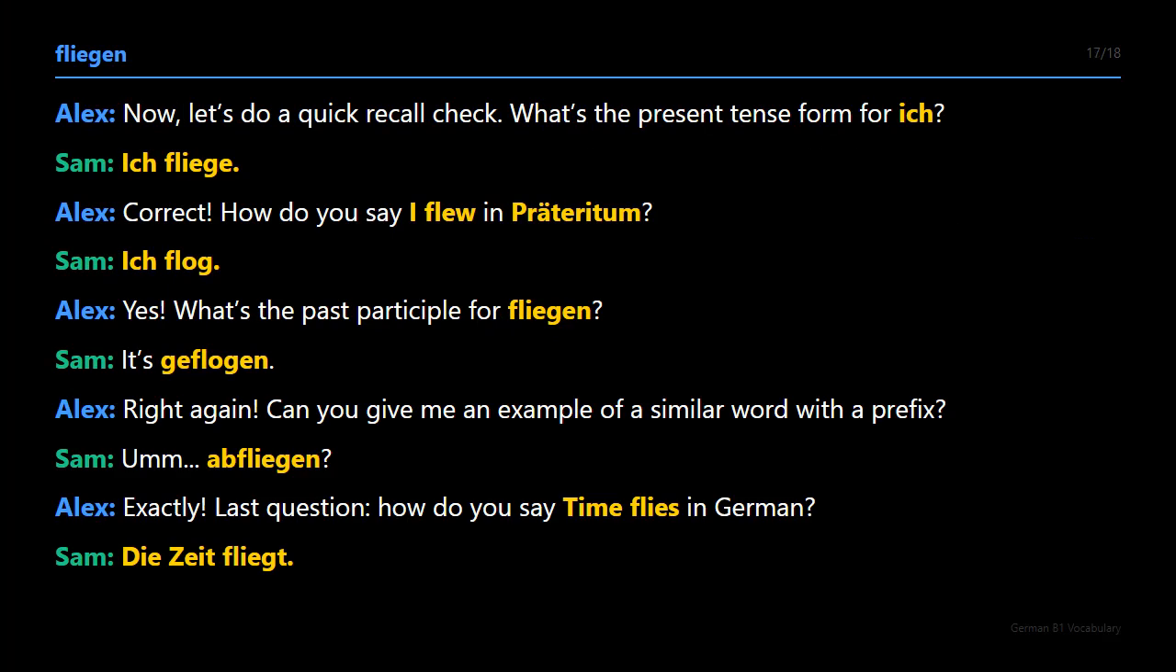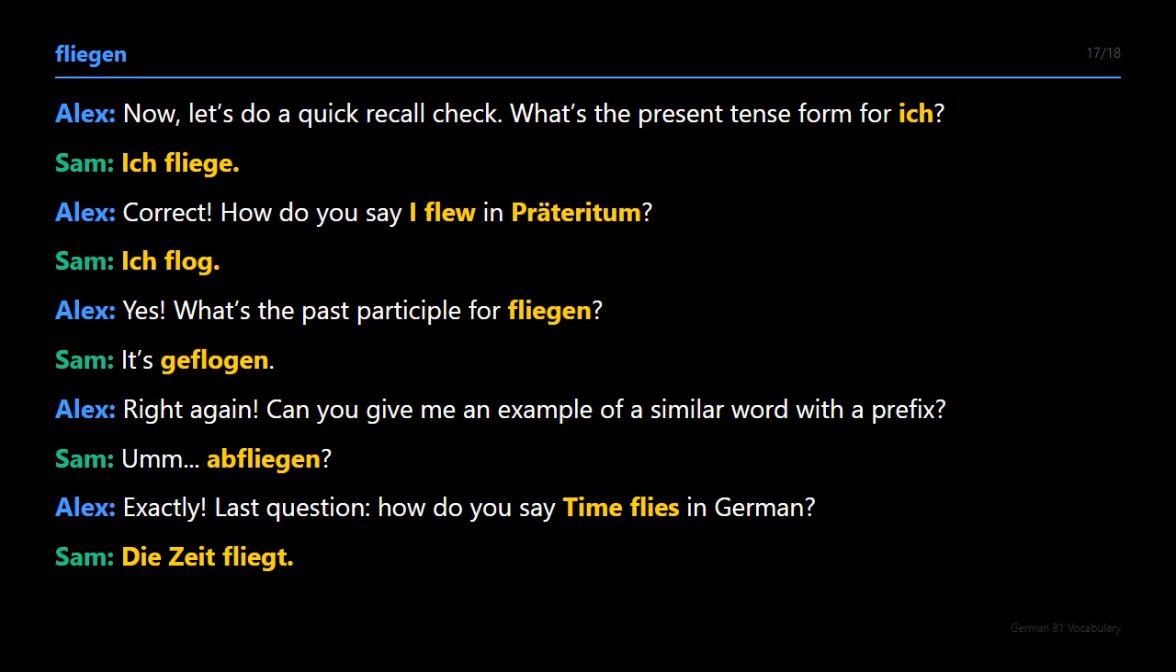Now, let's do a quick recall check. What's the present tense form for ich? Ich fliege. Correct. How do you say I flew in Präteritum? Ich flog. Yes. What's the past participle for fliegen? It's geflogen.